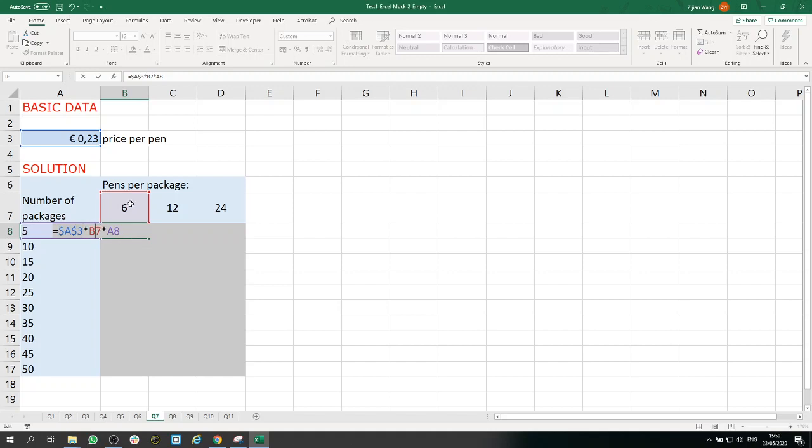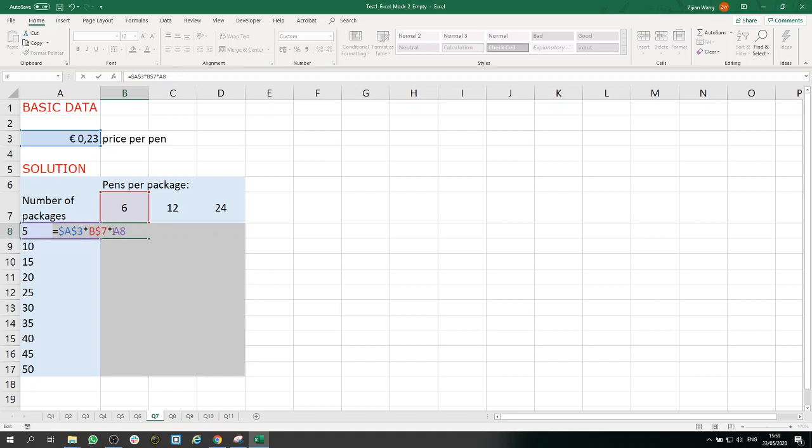And how about B7? Is B7 possible to be copied downwards? No, it should stay in this row, so row 7 should be locked. How about the column? The column should stay flexible because later we want to know the prices of the package of 12 pens and later 24 pens. So in this case, we lock the row only.